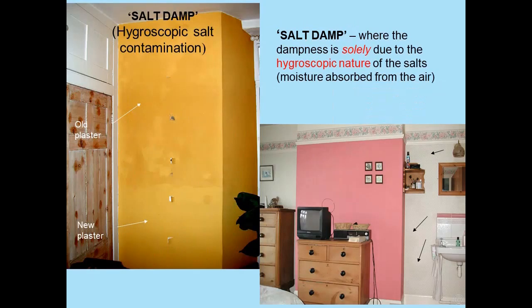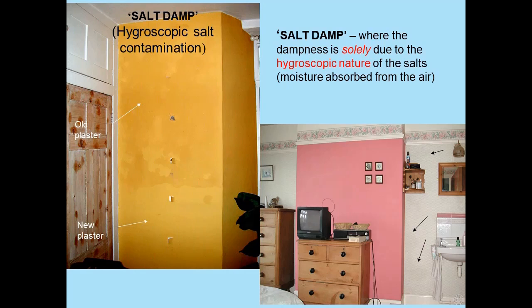Some examples of salt damp. On the left, the old plaster was left on. This was a job basically that looked pretty clean, but one day it just appeared like that. As the humidity went up, so did that, and that appeared in a matter of a few minutes. The other section on the right, salt damp, that's where dampness is solely due to the hygroscopic nature of the salts. We saw that one in an earlier module, caused by hygroscopic salts being derived from a chimney flue.